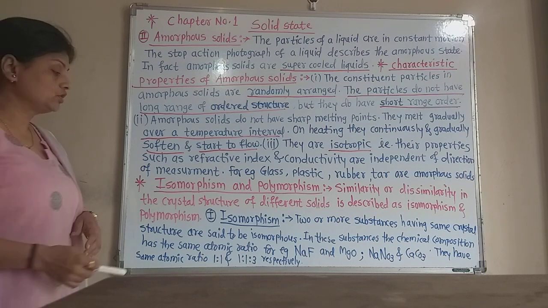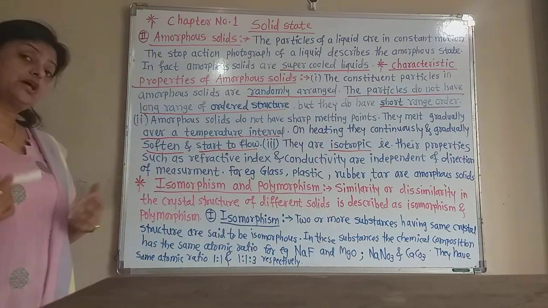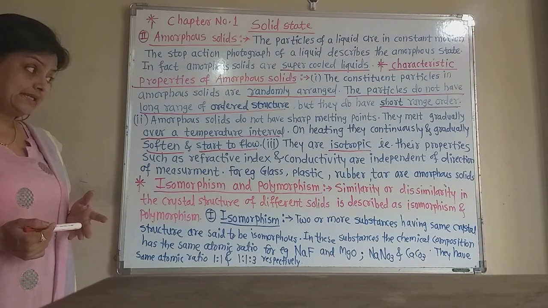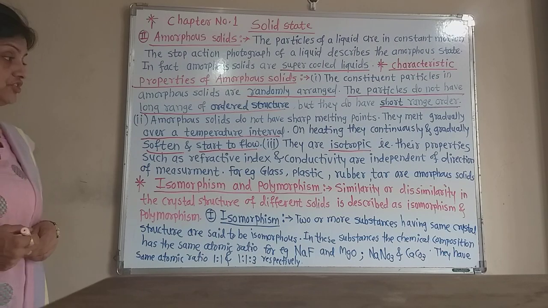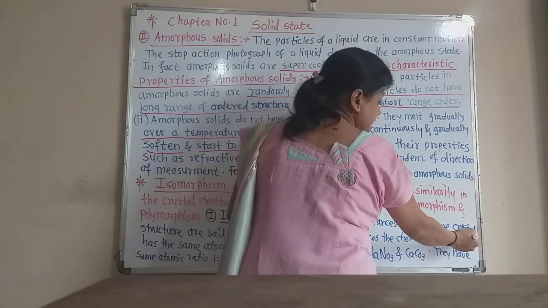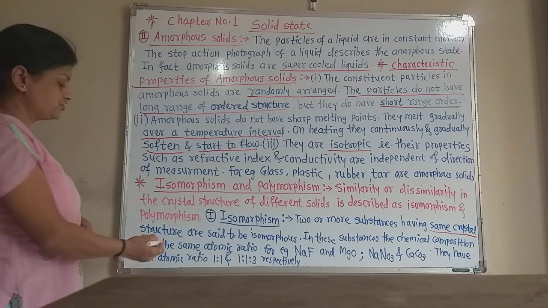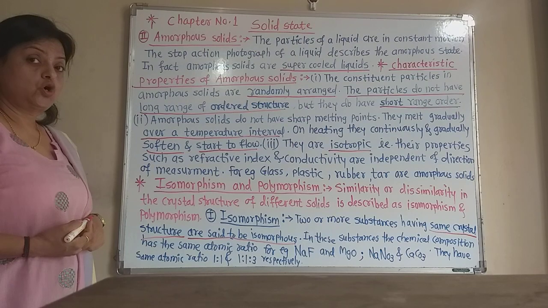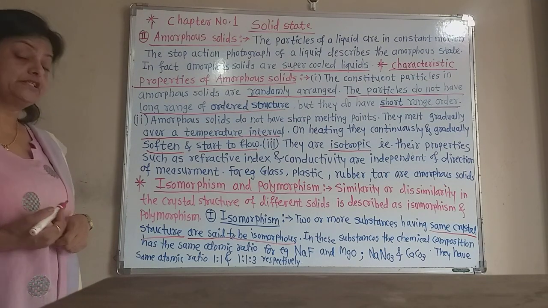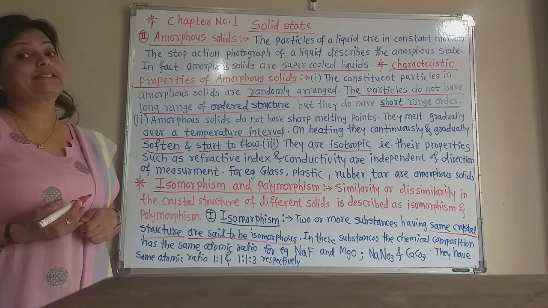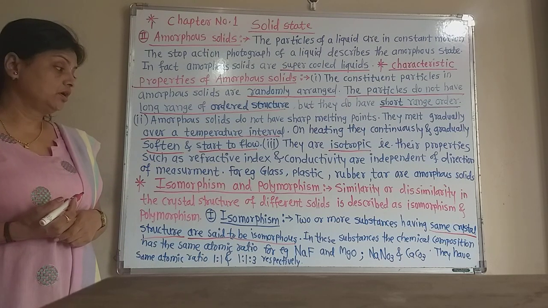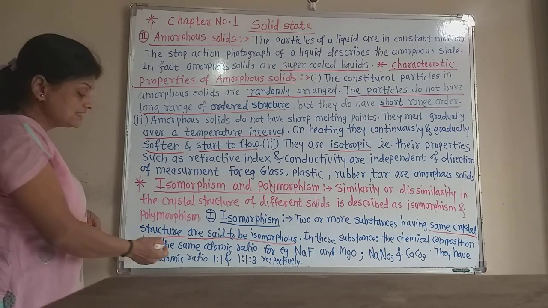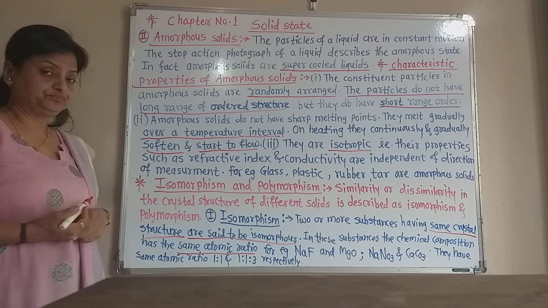Now let us learn about isomorphism. Which are the isomorphs? Two or more substances having the same crystal structure are said to be isomorphs, or the phenomenon is called isomorphism. In these substances, the chemical composition has the same atomic ratio.